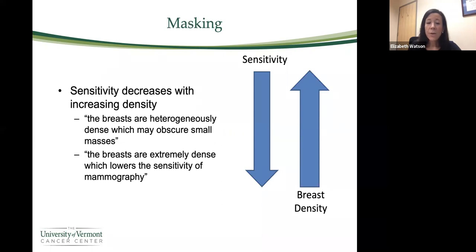So you may see those words in your mammogram report, and that's why we put that in there, to express to you that you are in that dense breast category, and because of that, it may be harder to find a breast cancer. The sensitivity of your mammogram may be a little bit lower compared to a woman who does not have dense breasts.